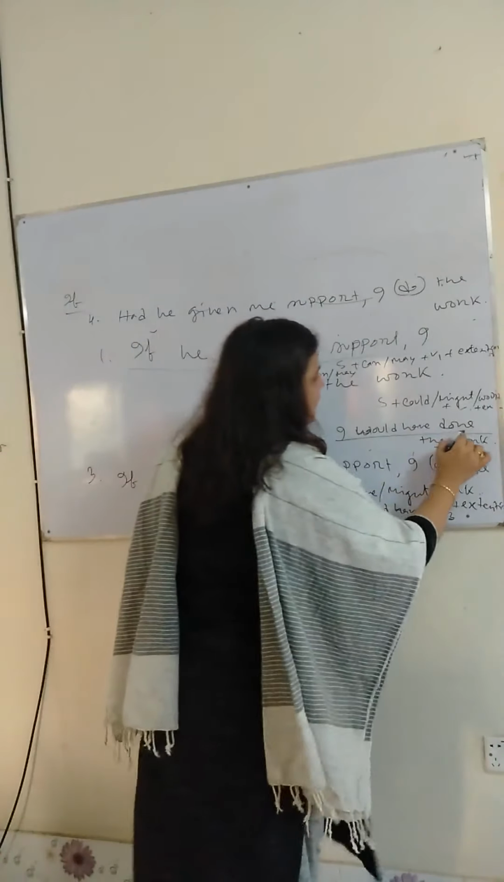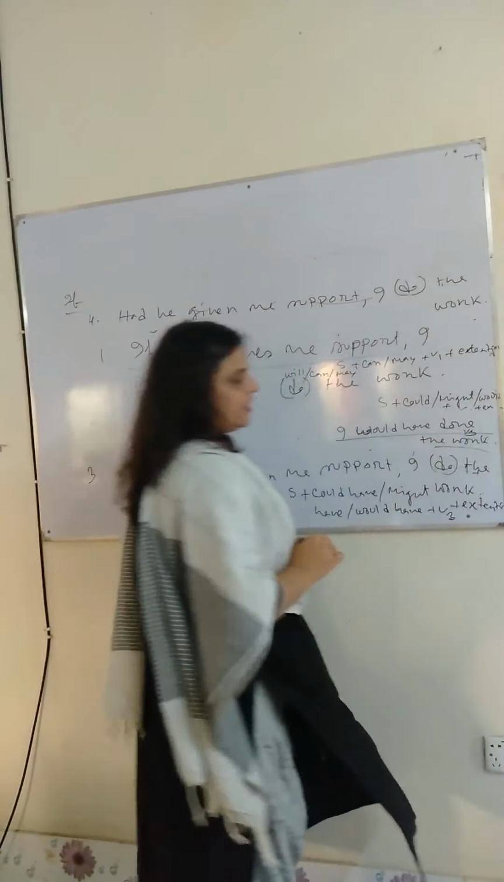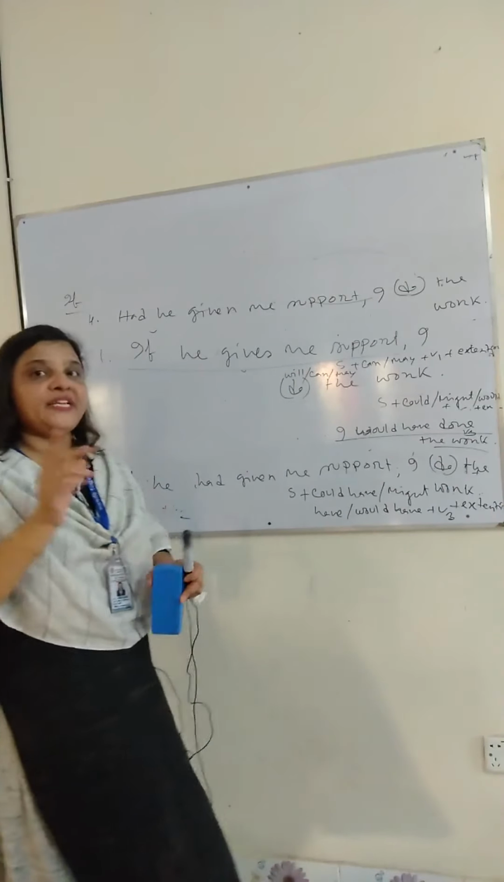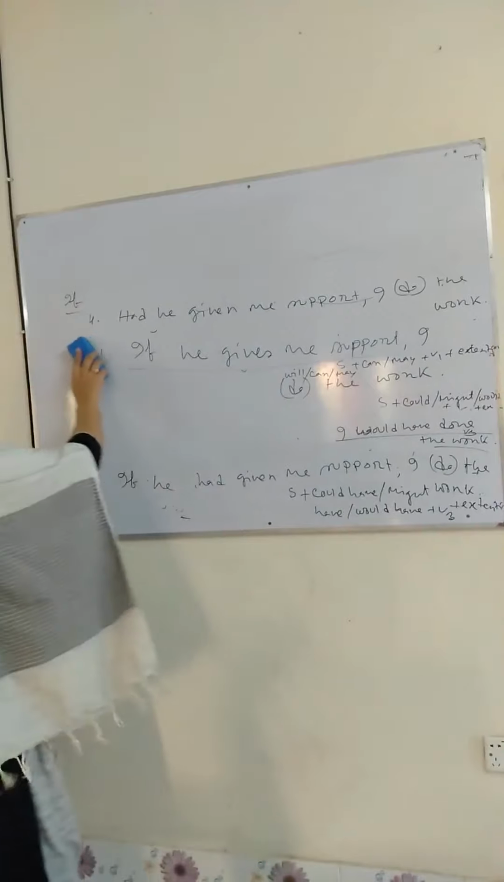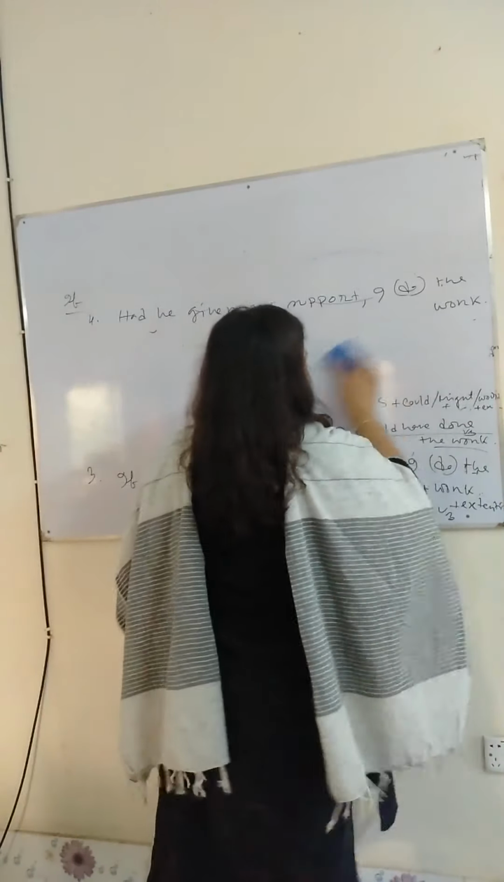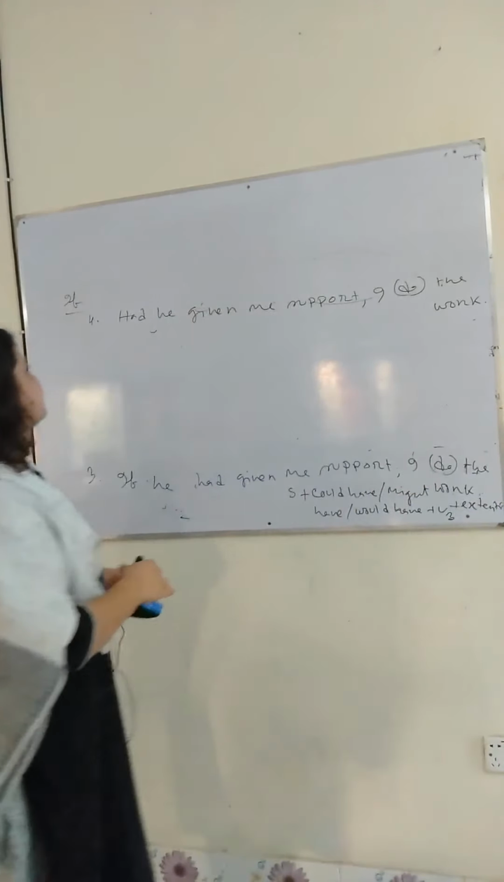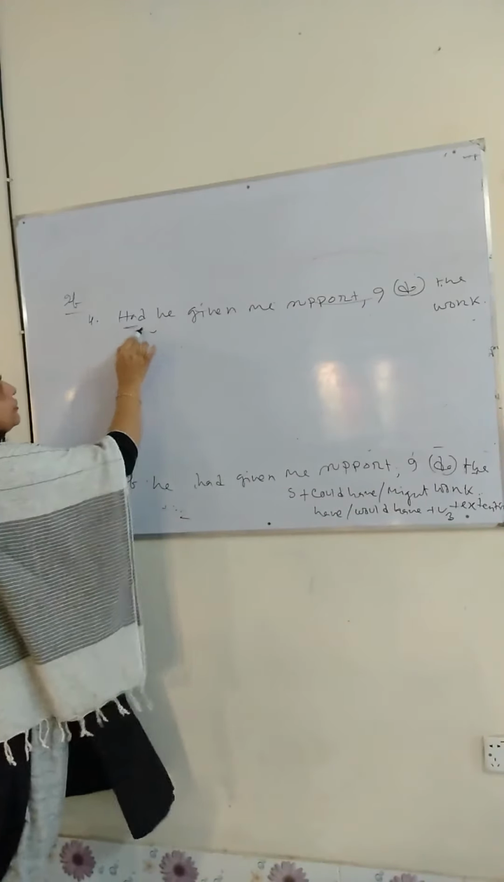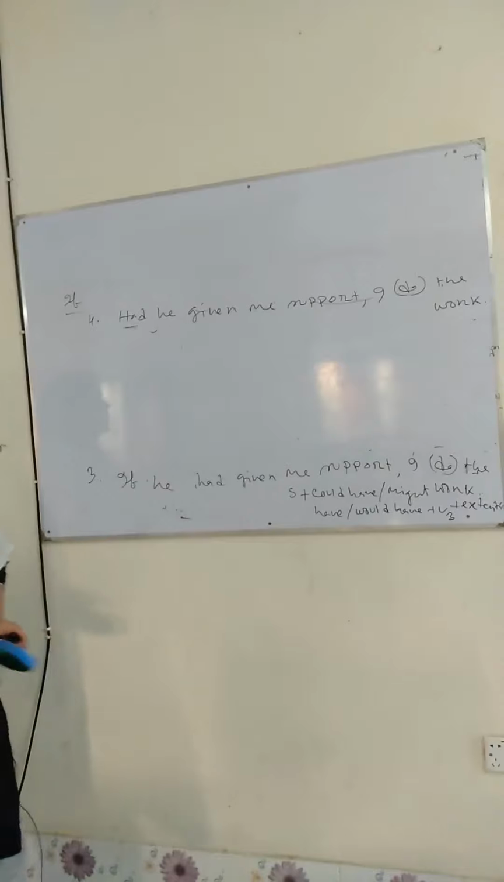So the verb will be past participle form. Must be in past participle form. So I have shown you three sentences, and there is another sentence that is here. You see, "Had he given me support." Here you see, "had" is used before the subject. This is called perfect conditional.